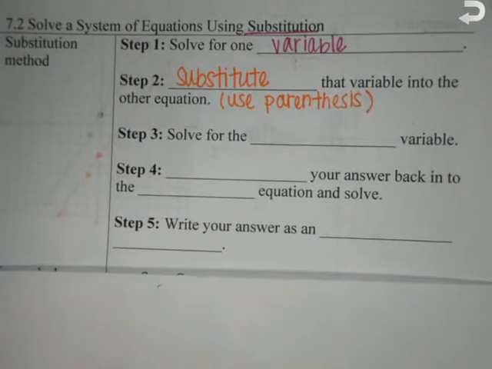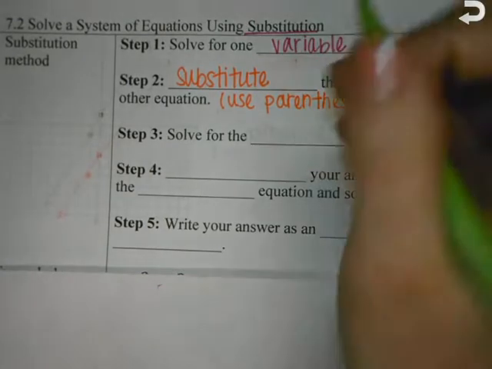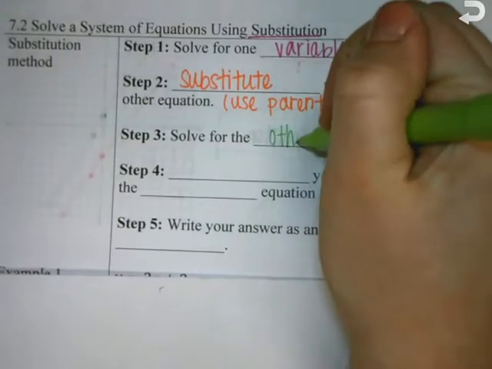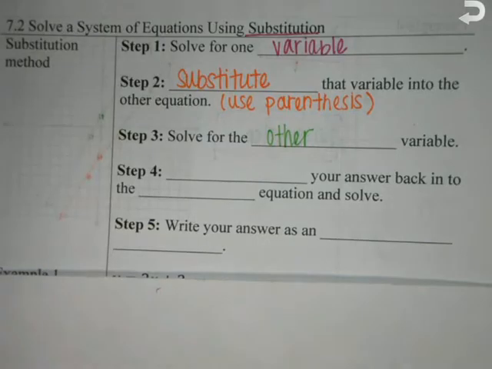Step three, we are going to solve for the other variable. When we substitute in step two, we're actually getting rid of one of the variables. So now we're going to have one equation with just one variable, and we need to solve for that variable.